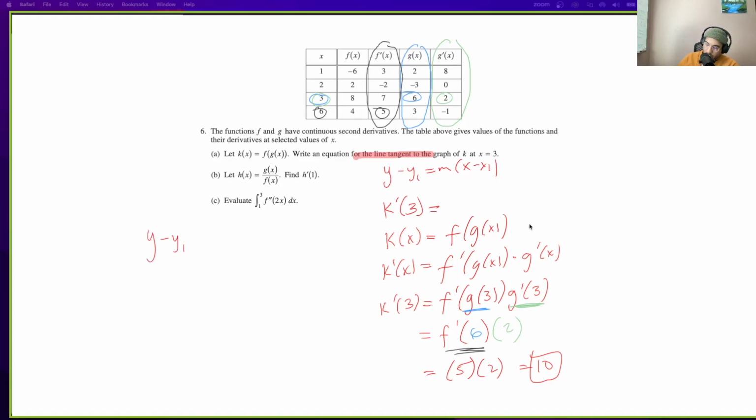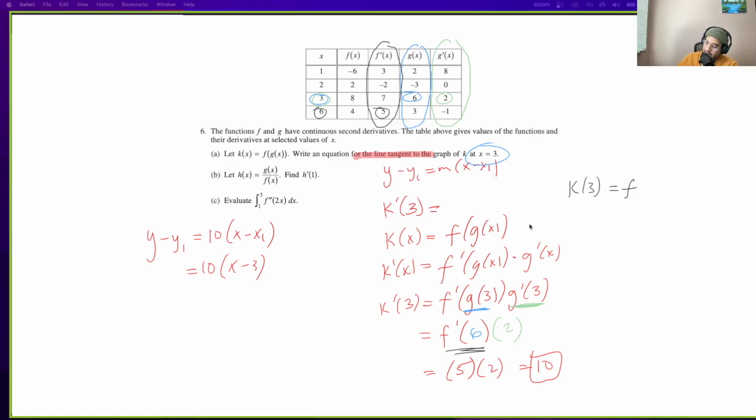y minus y1 is equal to 10 times x minus x1. Well, x1 is just the x value of this coordinate, and we already know that that's going to be 3, so we can plug that in. We have 10 times x minus 3. We just need to find y1, and that's the y coordinate that corresponds to the x value of 3. So let's put this on the right side. Check this out. We need to find k of 3.